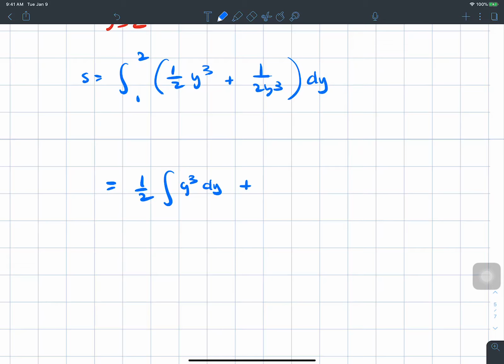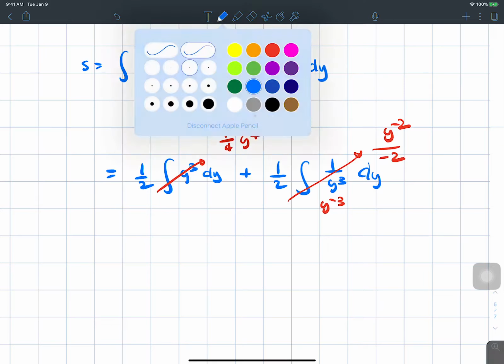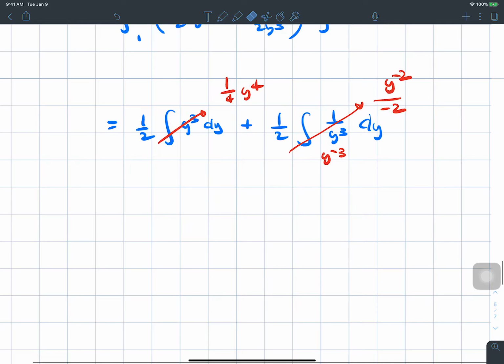Y cubed dy plus 1 over 2 integral 1 over y cubed dy this time here. All right, let's double check that we have the right information. Yeah, looks good. We're integrating. Remember, this is y to the minus 3, so that gives us negative 2 over negative 2. Let's do the algebra. One half, 1/4 y to the 4th plus 1/2.